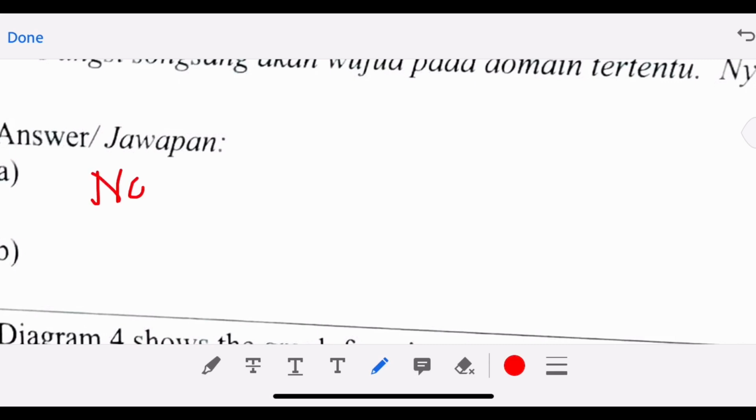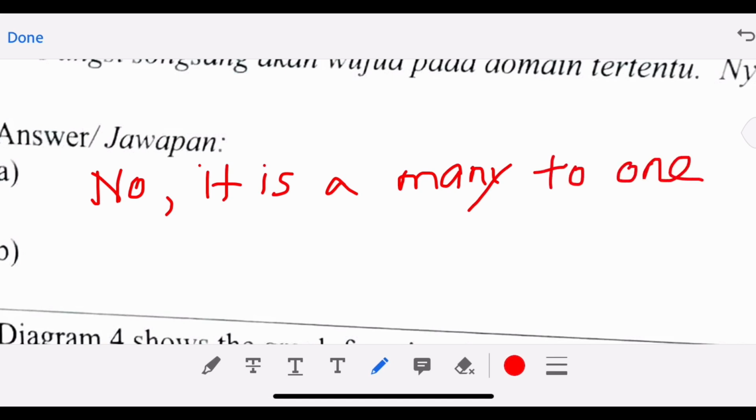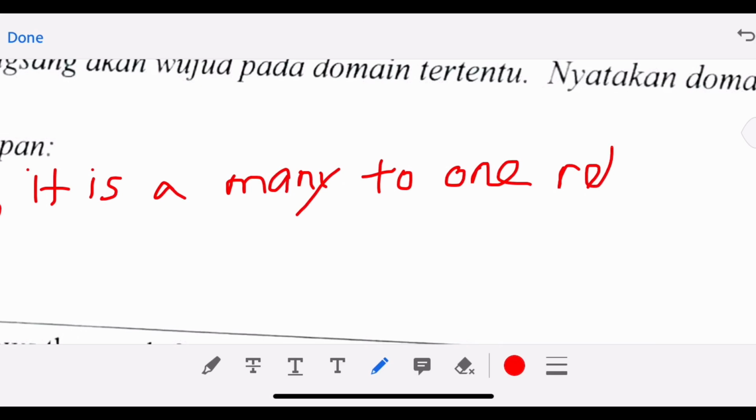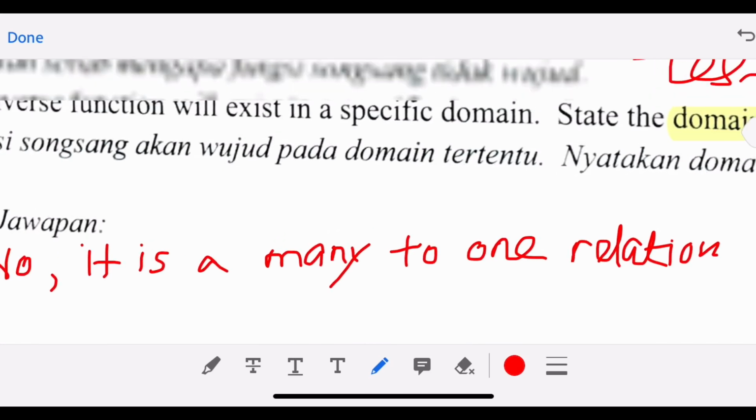So the answer is no. The inverse function does not exist because this function is a many-to-one relation. Alright, so that is how you answer the question for A. So we have settled one of the hot questions for function. Now we will proceed to B, which is also very, very challenging.